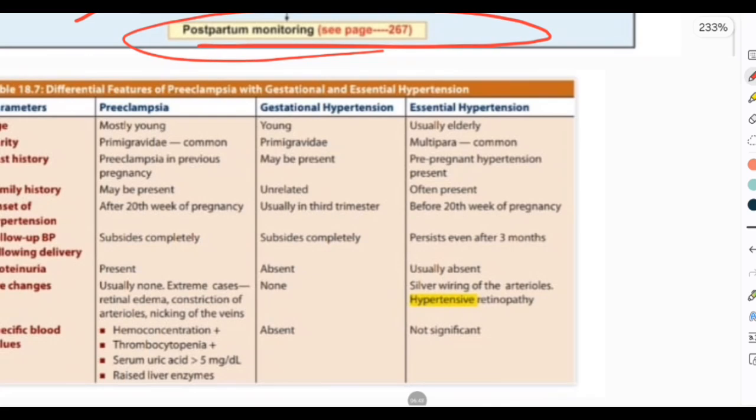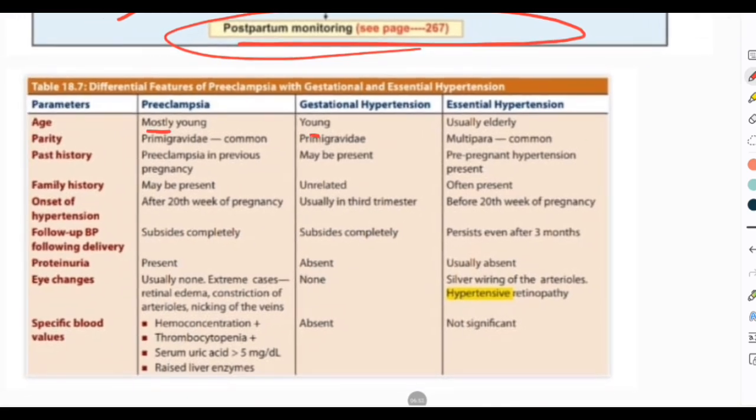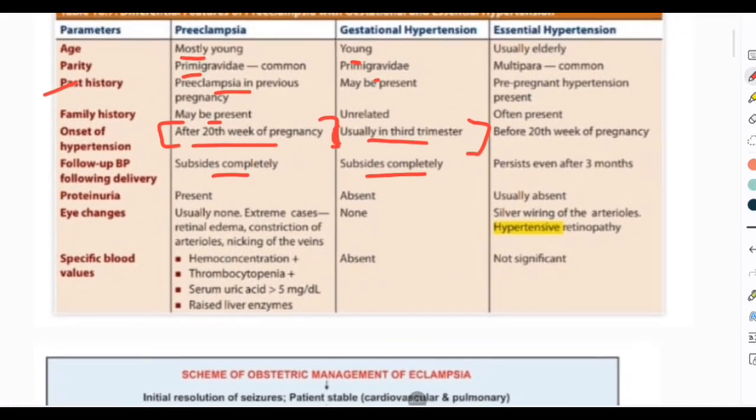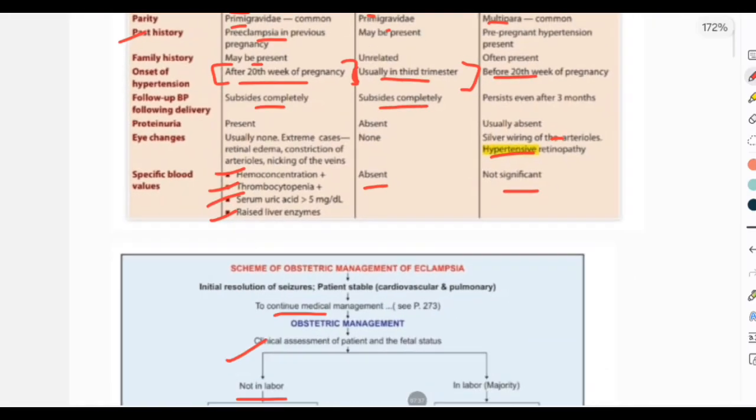Then preeclampsia, gestational hypertension, and essential hypertension. Preeclampsia is usually in the young, primigravida, with past history of preeclampsia in previous pregnancy. Family history may be present. It occurs after 20 weeks, usually in the third trimester. Gestational hypertension also occurs after 20 weeks of pregnancy, usually in the third trimester, and then it subsides completely. Both subside completely. In gestational hypertension, no eye changes, but in preeclampsia, constriction of arterioles, hemoconcentration, thrombocytopenia, serum uric acid more than 5, raised liver enzymes. In gestational hypertension, these specific blood values are absent. Essential hypertension is usually in the elderly, multipara, before 20 weeks of pregnancy, with silver wiring of the arterioles, hypertensive retinopathy.